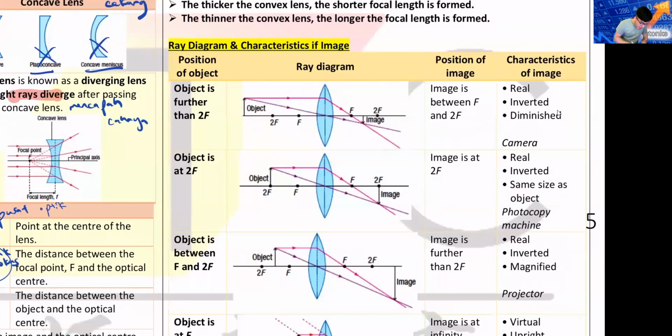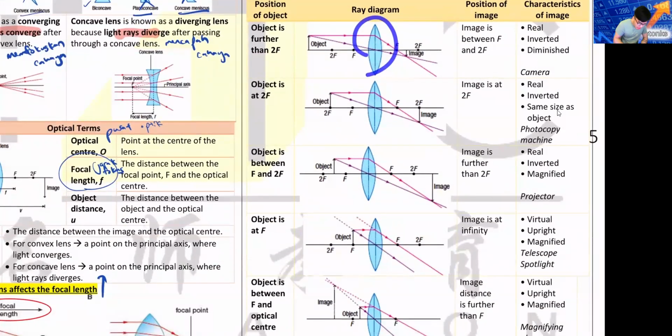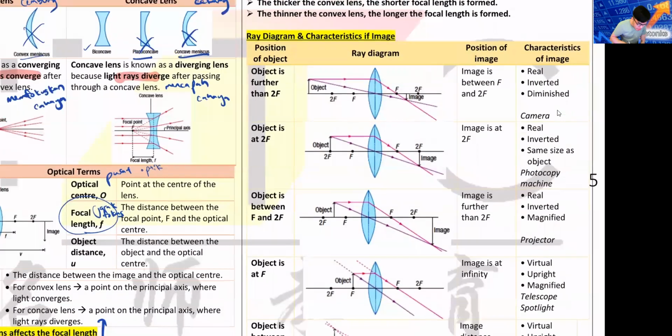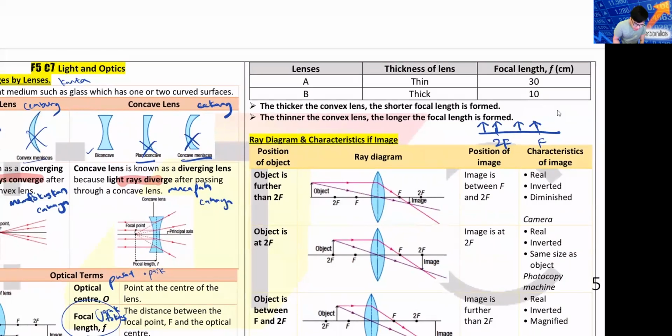Anyway, there are 5 diagrams in your convex lens, as you can see. Kanta cembung, you have 5. Why are there 5 diagrams here? Because there are 5 positions. If you look at your position, you have F and 2F. The first position, your object is behind 2F. Second position on 2F. Third position between F and 2F. Fourth position on F. Fifth position right in front of F.